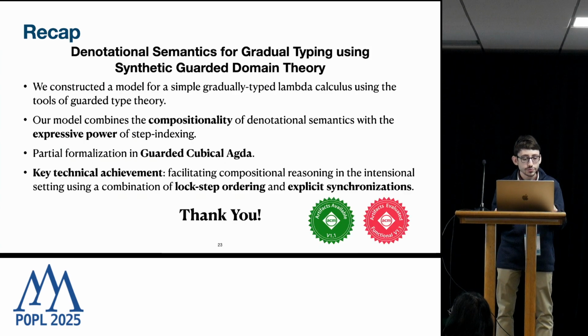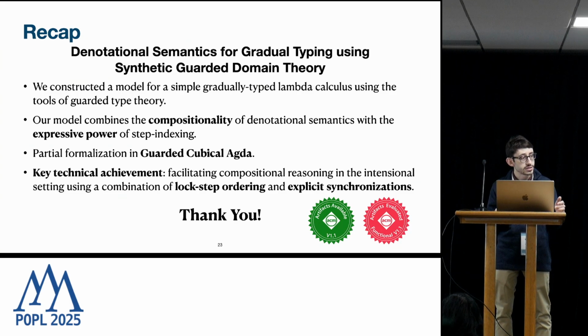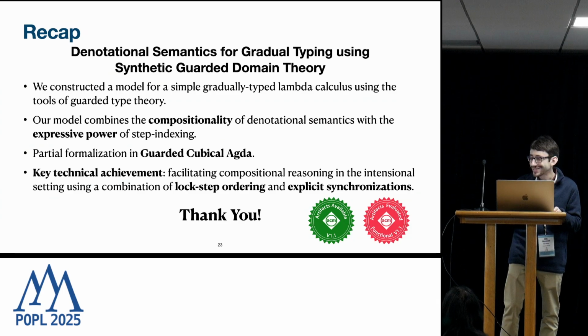And so, just to recap, we've defined a model for a simple gradually typed language using guarded type theory. This combines the compositionality of denotational semantics with the expressiveness of step indexing. And we formalized most of this work in guarded cubical Agda. And our key technical achievement here is facilitating compositional reasoning in an intensional setting using a combination of lockstep ordering and explicit synchronizations. So thank you, and happy to take questions.